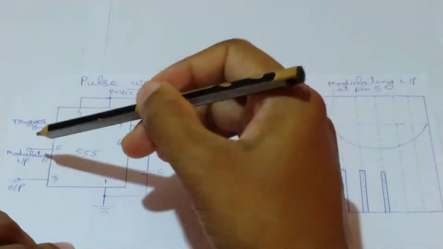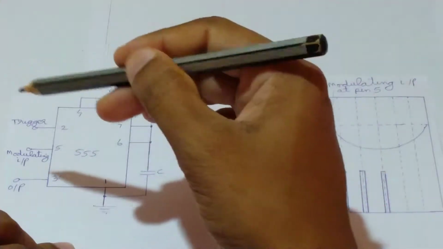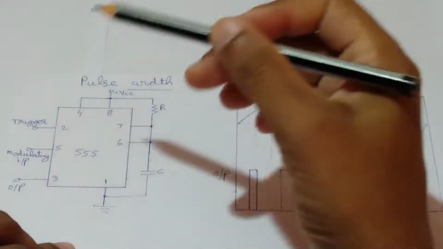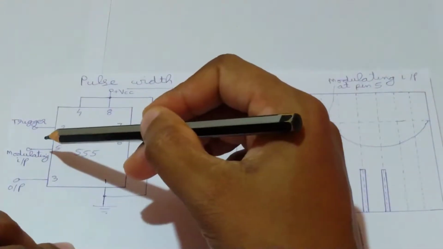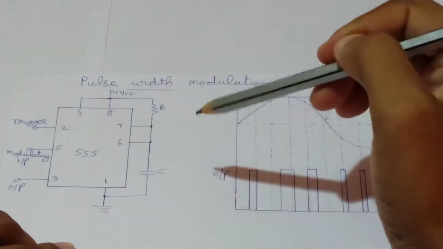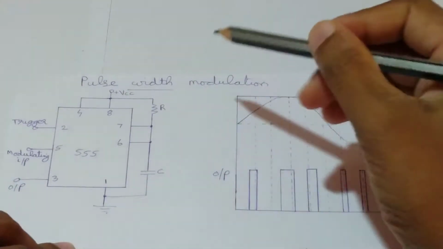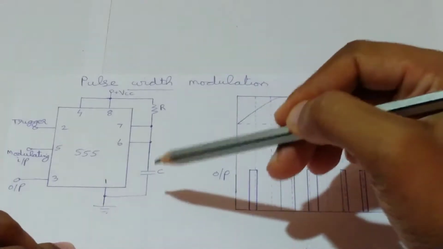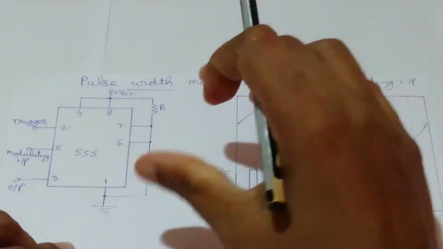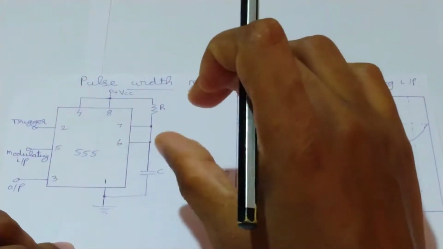And when the modulating input voltage is negative, or when it is decreasing below that 0 point, then the threshold voltage of the upper comparator also decreases, and hence it will be less than that 2/3 VCC voltage. Hence the time taken by the capacitor to charge from 0 to that threshold voltage will be less, and hence the width of the output will decrease.